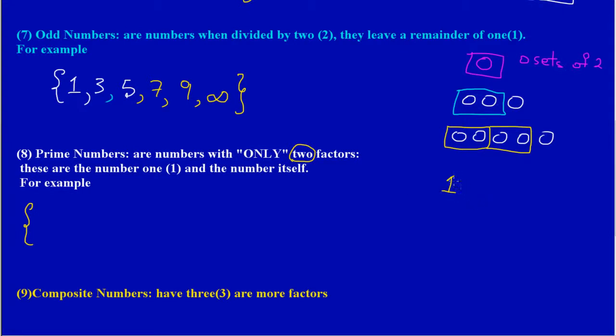1 would only have one factor, which is 1 itself. Okay, so 1 is not a prime number. Let me just put a big red X there to suggest that 1 is not a prime number. Let's check the number 2.